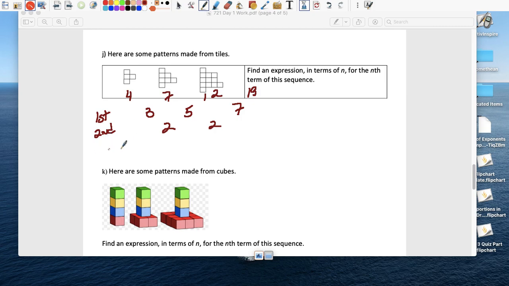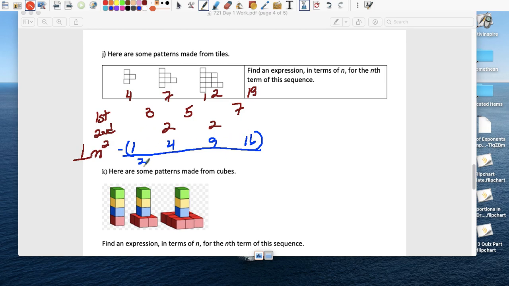So our coefficient in front of n squared is 2 divided by 2, which is just 1. This one's easy. That's an n squared sequence. By now you should know 1, 4, 9, 16. I'm going to subtract, put that in parentheses.